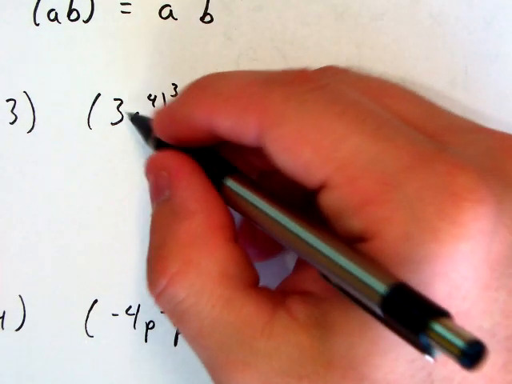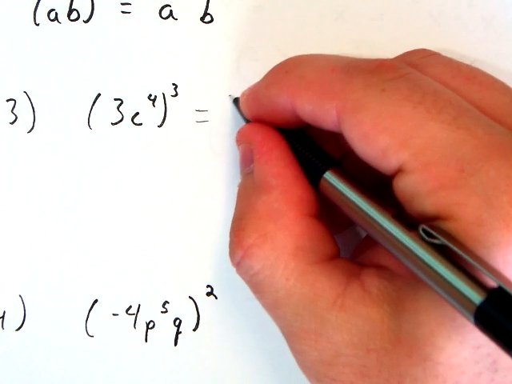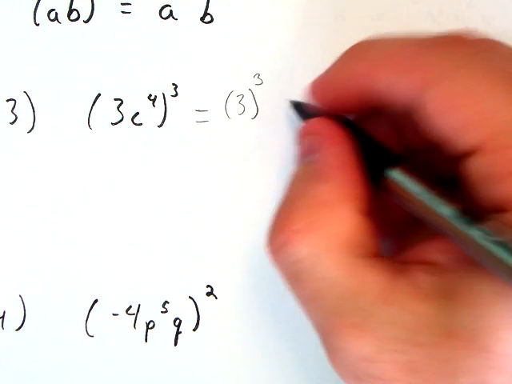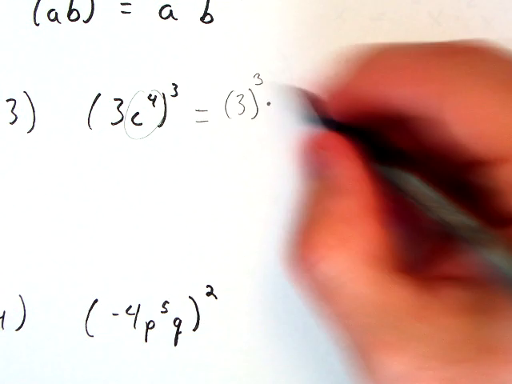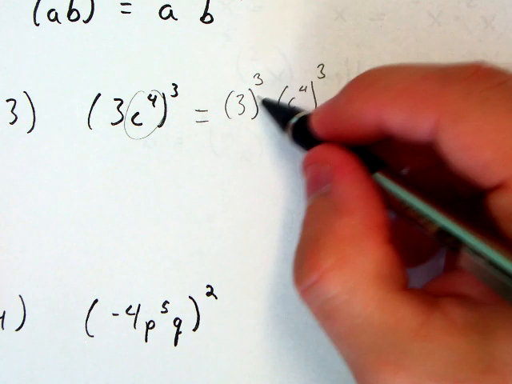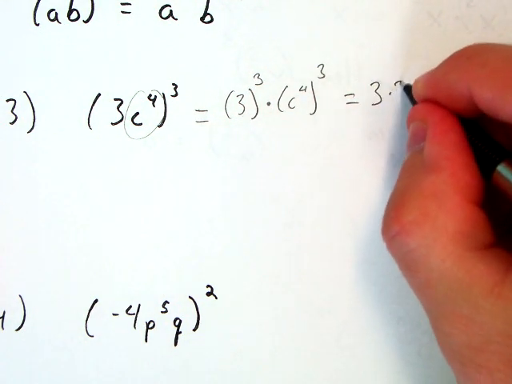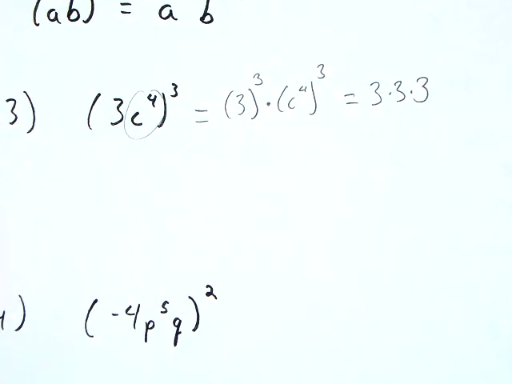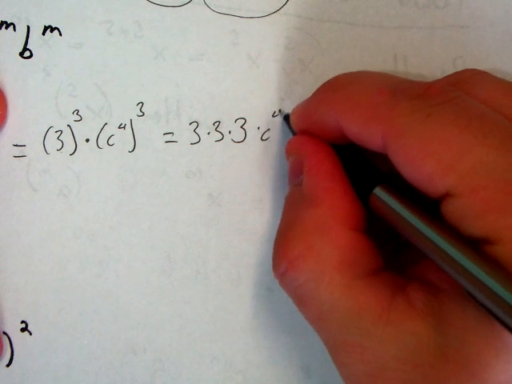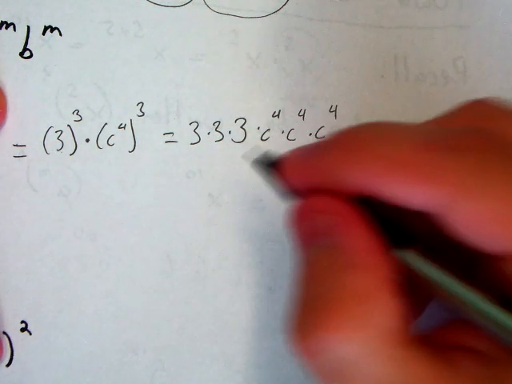So example 3 here. 3c to the 4th, all raised to the 3rd power. This is going to be the same as the first part of our product, which is 3, raised to the 3rd power, times the second part of our product, which is c to the 4th, raised to the 3rd power. So 3 to the 3rd power is going to be the same as 3 times 3 times 3. And c to the 4th raised to the 3rd power is the same as c to the 4th times c to the 4th times c to the 4th.